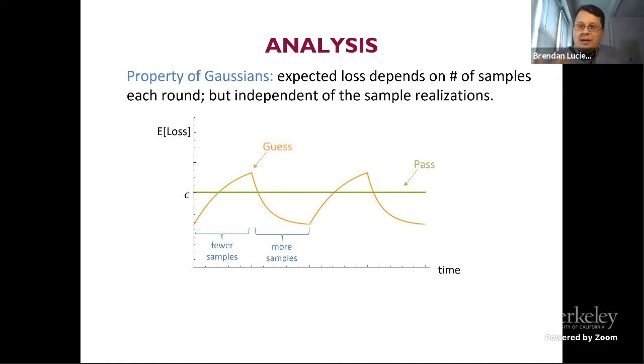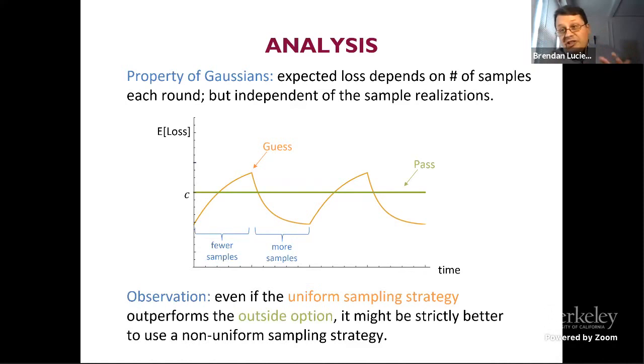Then suddenly I wake up and say, oh, I should get more samples, I collect more, and I switch back to guessing again. Okay, so this is the way to think about the outcome of policy. And our first observation is that even in this very simple setup, it's not necessarily optimal to choose a uniform sampling strategy, right? It can actually be better to do something silly like what's written here, where I alternate between sampling aggressively and sampling not aggressively.